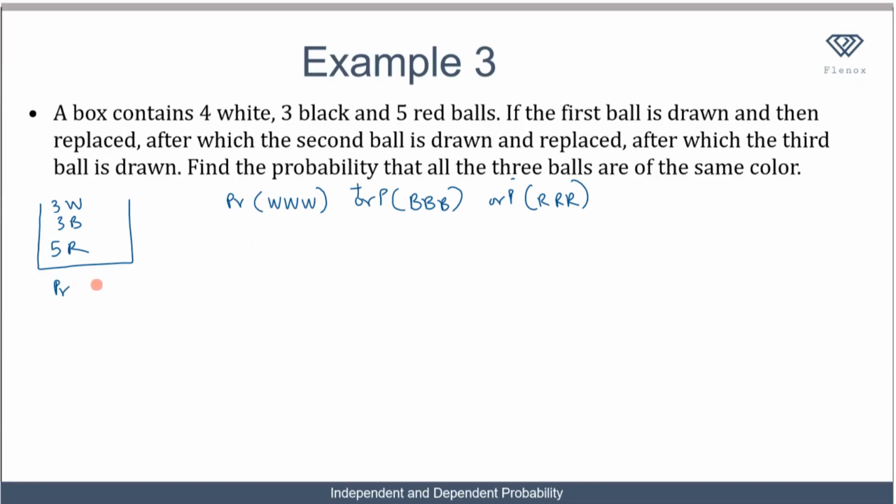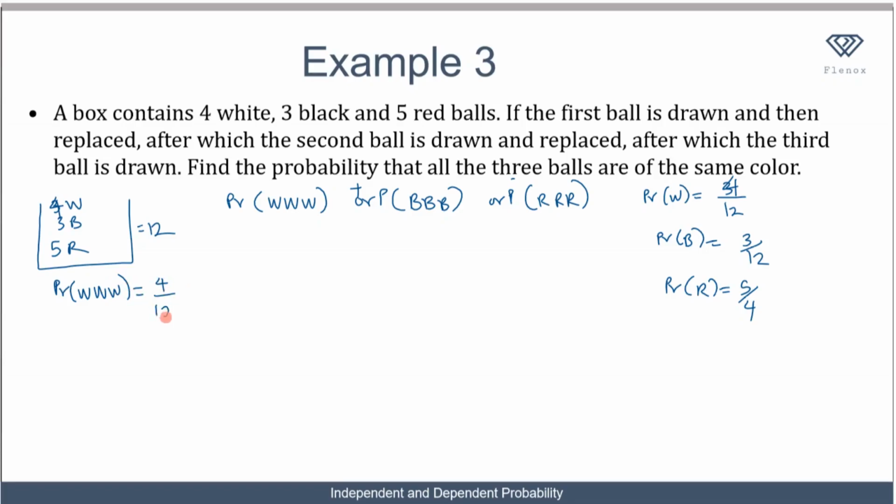Since we have replacement, we know that this is clearly an independent event. So now we can write out the probability of having a white ball. The total number of balls is 12 balls. The probability of white will just be 3 over 12. Probability of black will just be what? Sorry, white will be 4 over 12. There's a mistake here. Probability of black will just be 3 over 12, and the probability of red will just be 5 over 12.